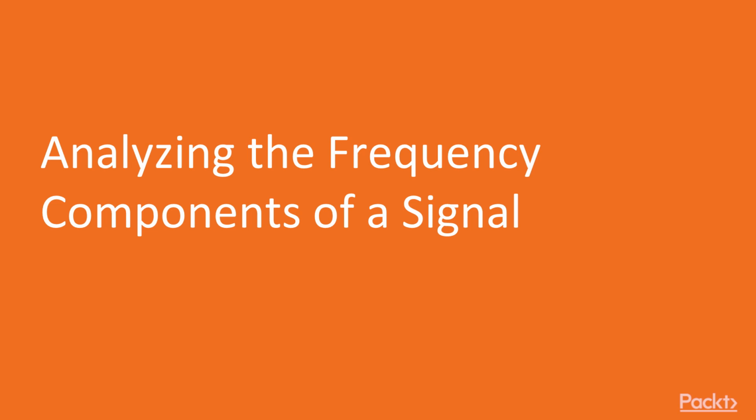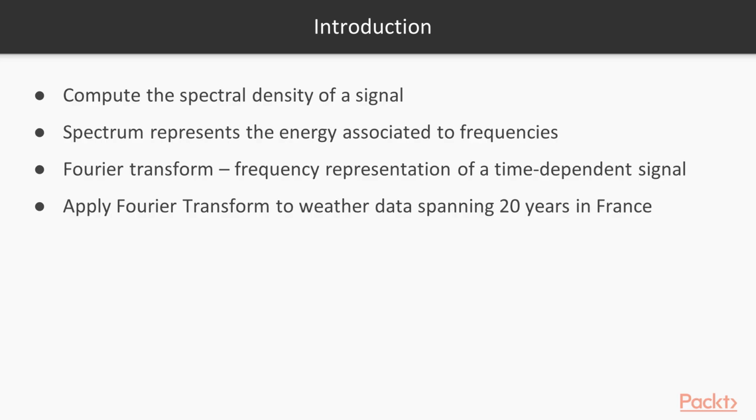a fast Fourier transform. In this video, we'll show how to use a fast Fourier transform, or FFT, to compute the spectral density of a signal. The spectrum represents the energy associated to frequencies, or we could say encoding periodic fluctuations in a signal. It is obtained with a Fourier transform, which is a frequency representation of a time-dependent signal. A signal can be transformed back and forth from one representation to the other with no information loss.